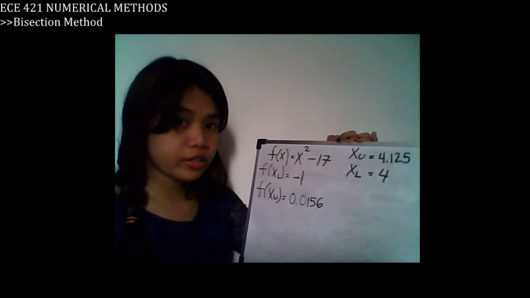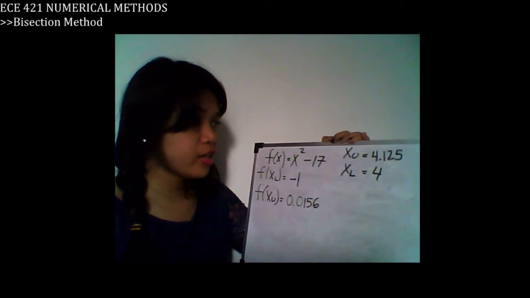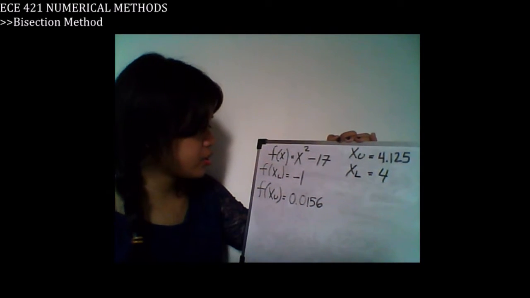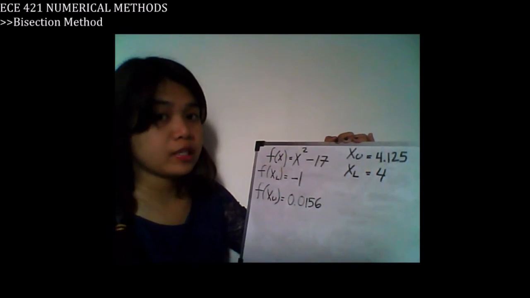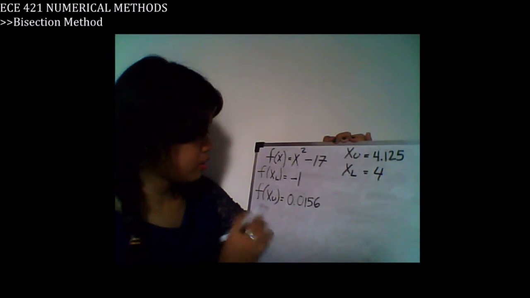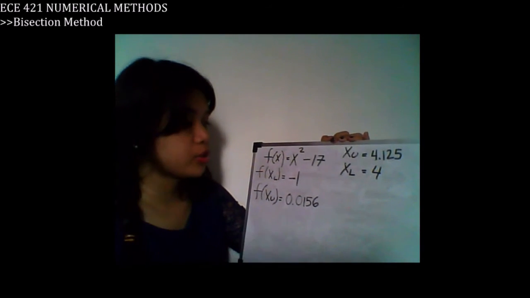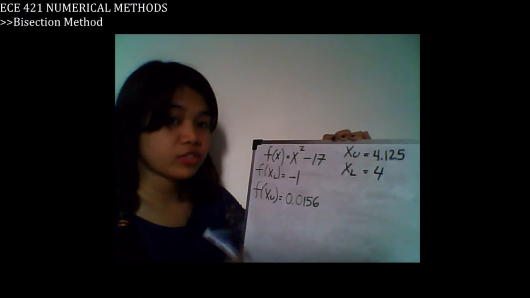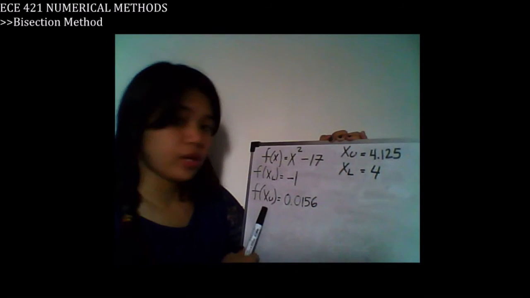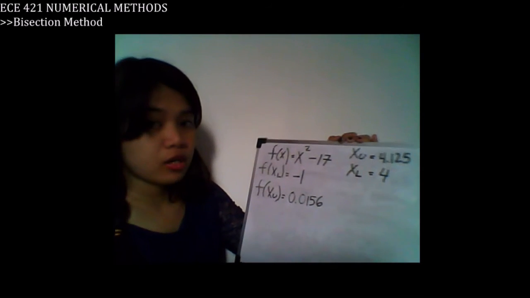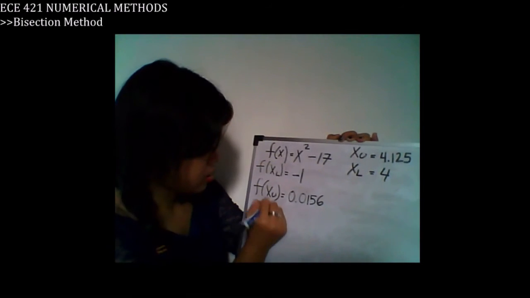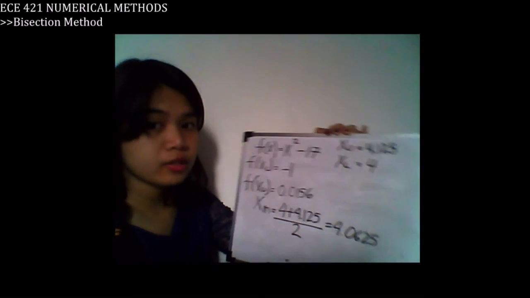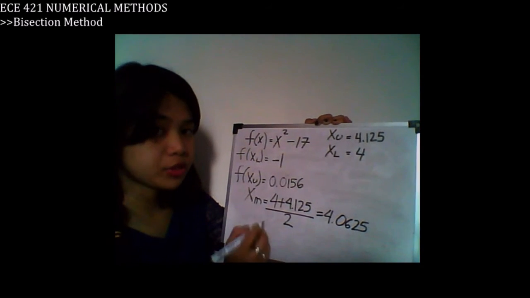And for our second iteration, we have here the new value of xu and still the value of xl. So the value of function xl will be -1 and the function xu will be 0.0156 since our previous value of function of xm is our new xu. So now let's solve for the midpoint. And let's solve for the value of the function of xm.